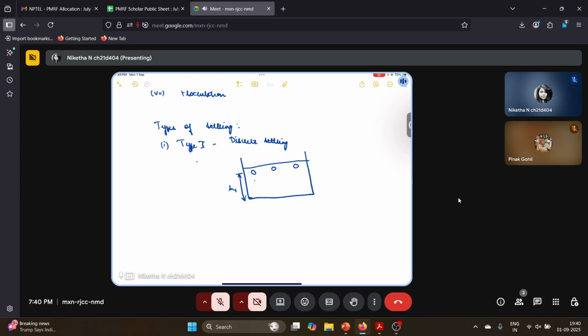But if there are other particles at height h2, then they are going to reach the bottom in slightly less time, because they are already lower down and it is going to take them much less time compared to particles at height h1. So this is discrete settling, where we assume that if particles are at the same depth from the surface, then they are going to fall at the same time. So here it is equal depth in equal time.